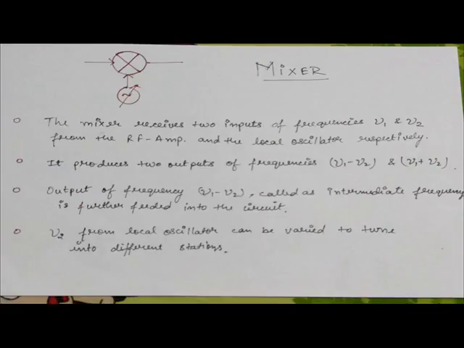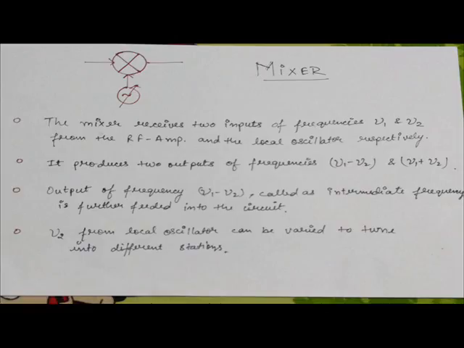The mixer receives two inputs, one of frequency nu1 from the local oscillator and another of nu2 from the low noise amplifier. It gives outputs nu1 plus nu2 and nu1 minus nu2. Nu1 minus nu2, called intermediate frequency, is further fed into the circuit. Nu2 from the oscillator can be changed to tune into different stations. Output of the mixer is the down-converted spectrum of the FM band.